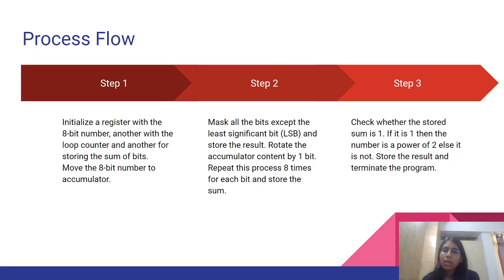Now, to check whether the sum is 1 or some other value, we would initialize the accumulator register with the value 1 and compare it with the stored sum value. If the sum is 1, as discussed earlier, we can say for sure that the number was a power of 2, else it was not. So we'll store the result and terminate the program.